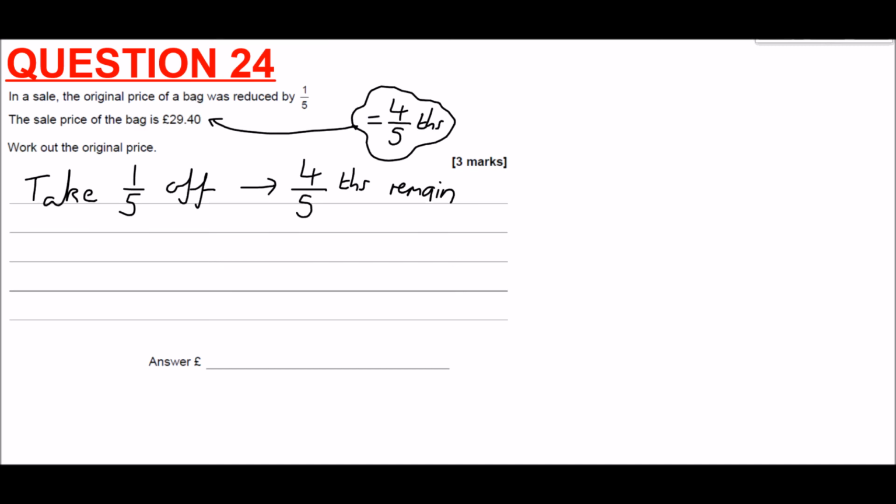So a way to picture this would be to just imagine this pentagon represented the price. The full pentagon would be the full price. The red parts represent the sale price, so 4 parts out of 5. So 4/5 of the price is the sale price, which is £29.40.